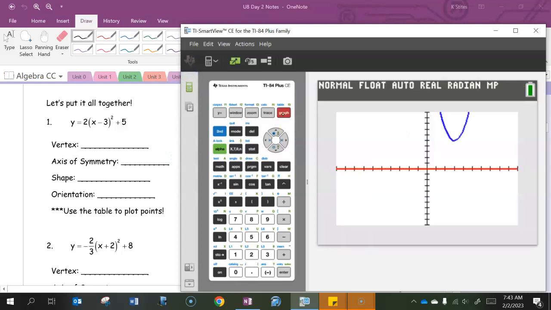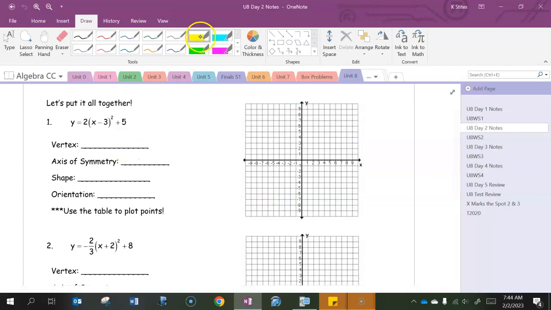All right, so it looks something like this. Your vertex, again, we're going to change the sign, keep the sign. So this is going to be 3, 5. We can go ahead and plot that. Now axis of symmetry is always an x equals line, and it's just going to pass through the x coordinate of our vertex, which is 3.